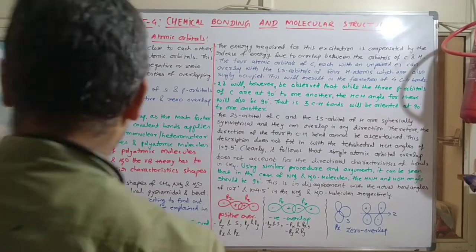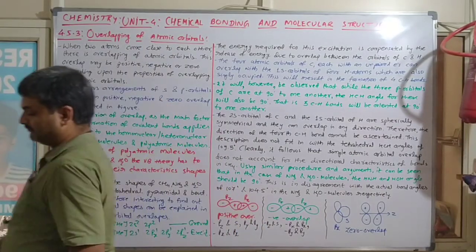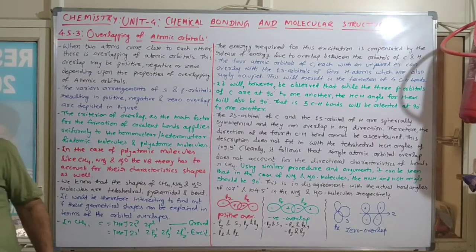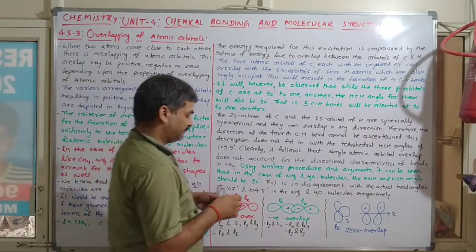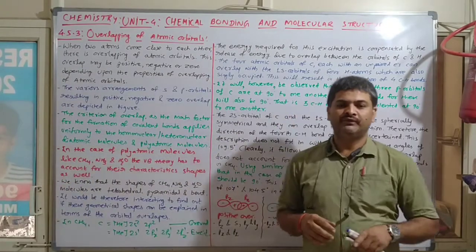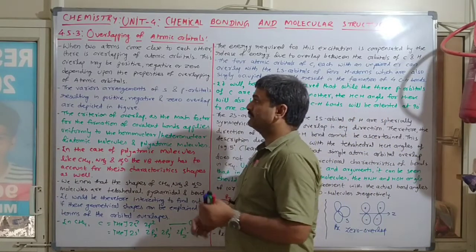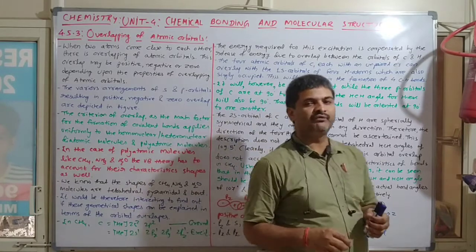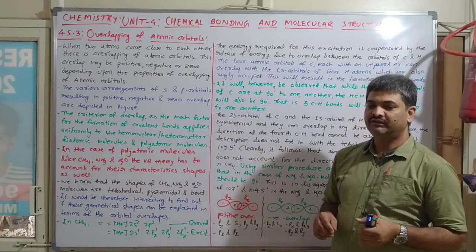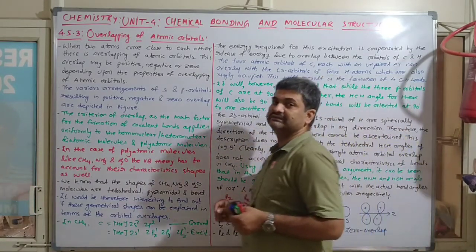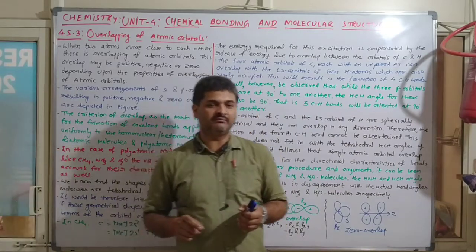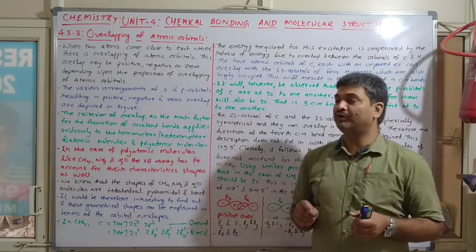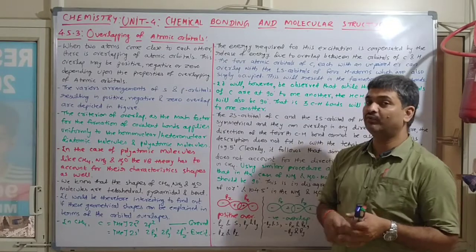Now the next topic is topic number 4.5.3. This is normally known as overlapping of atomic orbitals. Whenever bond formation starts between two orbitals, either of the same or different type, one of the most important concepts is overlapping. Clear? Here, one of the most important concepts is, again, overlapping.